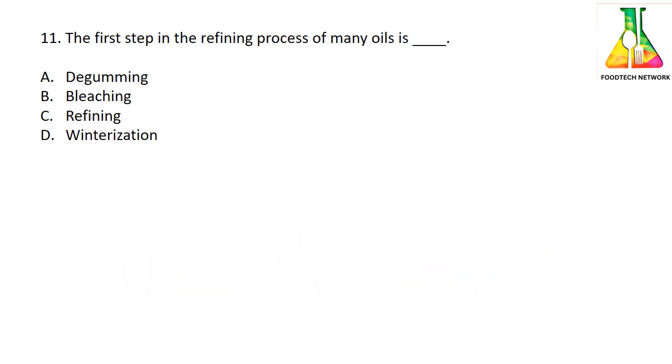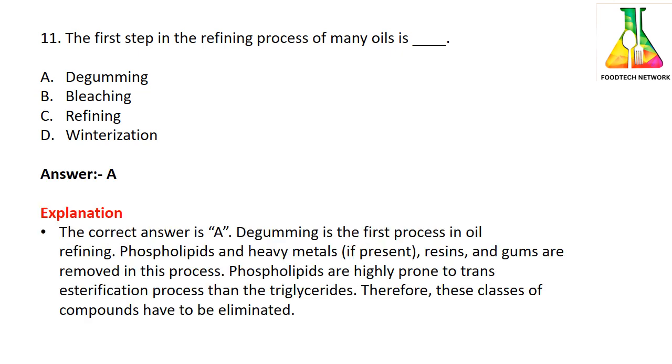The first step in the refining process of many oils is dash. Option A degumming, option B bleaching, option C refining, and option D winterization. A, that is degumming.